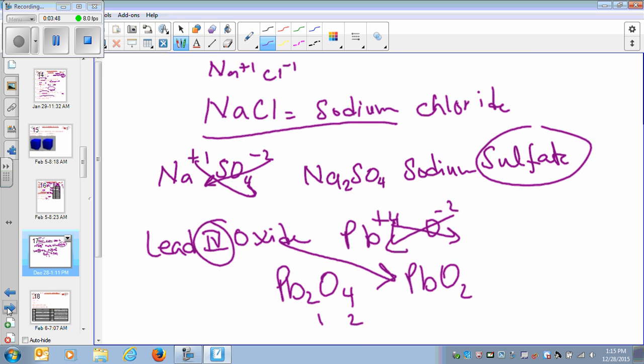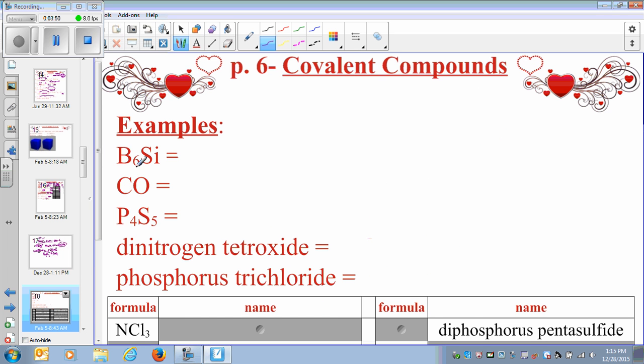So let's do some practice on this. So I have 6 borons. 6 means hexa. So I will say hexaboron, okay, and 1 silicon, monosilicide, because I need to turn this into IDE: hexaboron monosilicide.